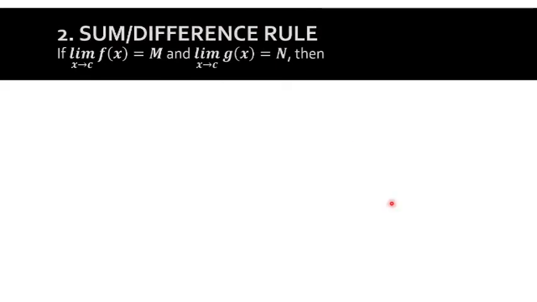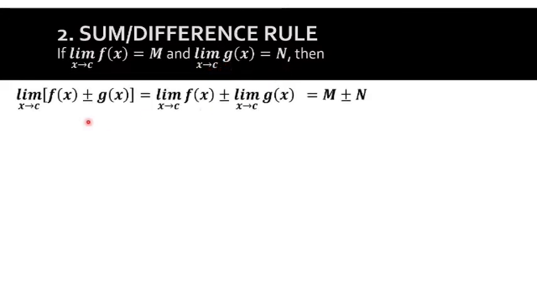Number 2 is the sum and difference rule. If the limit of f of x is equal to m as x approaches c, and the limit of the second function g of x as x approaches c is equal to n, then the limit of the sum or difference of two functions as x approaches c is equal to getting the sum or difference of the limits of these functions.